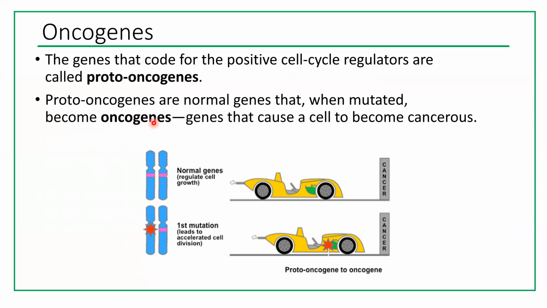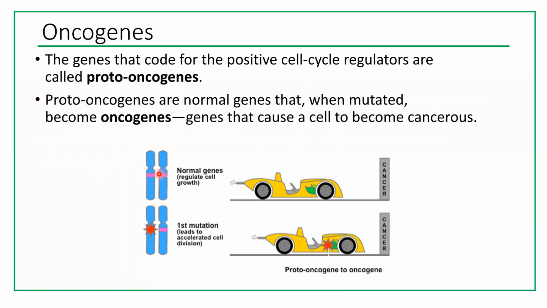And oncogenes that cause a cell to become cancerous. Now, look, you always have two chromosomes. You always have a pair with the same genes. So here's a chromosome from your mom, this is a chromosome from your dad, and here are the normal proto-oncogenes. What they do is allow your cell to divide; they regulate cell division.